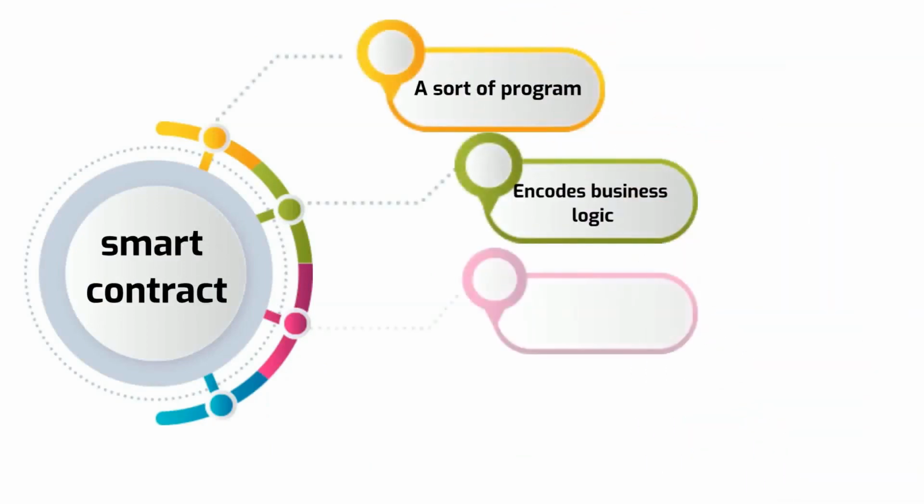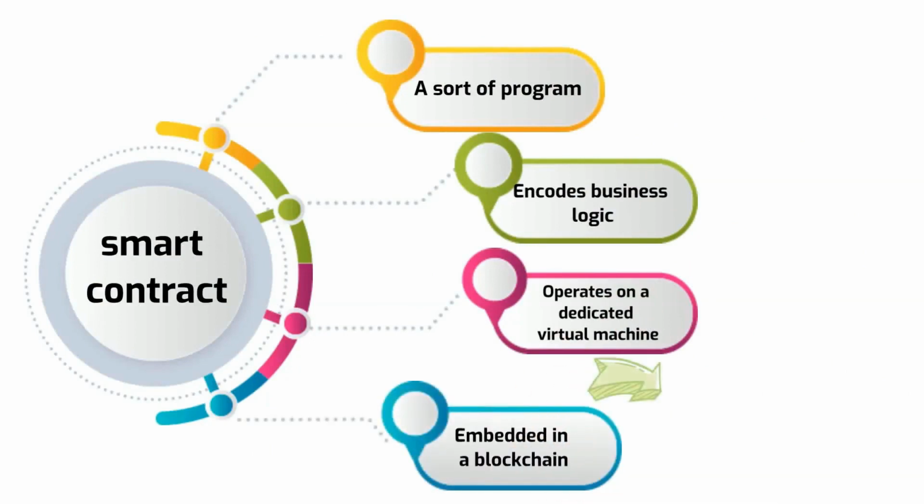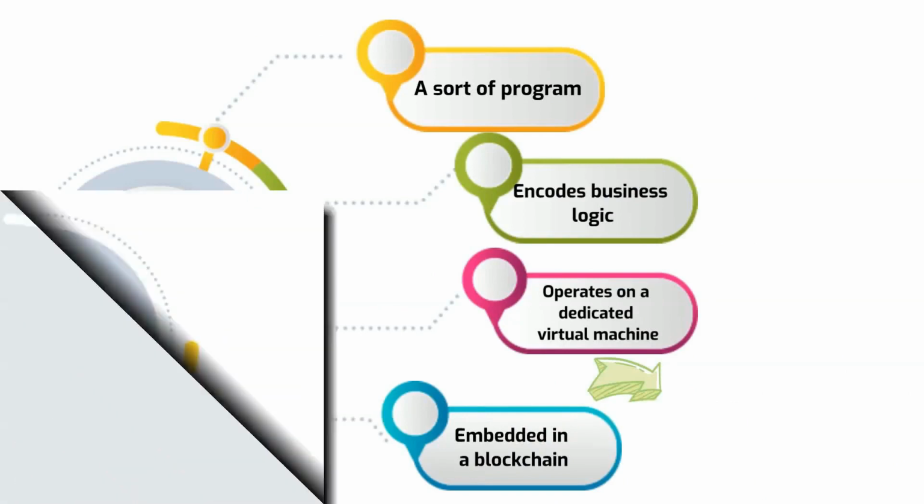A smart contract is a sort of program that encodes business logic and operates on a dedicated virtual machine, embedded in a blockchain or other distributed ledger. Our video about blockchain can help you learn the most important things about it.